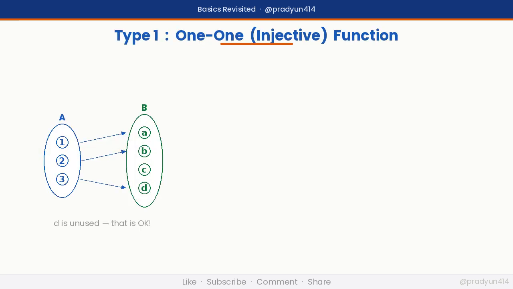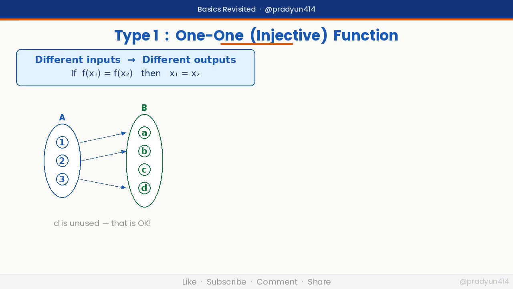Type 1 is the one-to-one, or injective, function. Different inputs always give different outputs. Mathematically, if f(x1) equals f(x2), then x1 must equal x2. In the diagram, elements 1, 2, and 3 each map to unique targets a, b, and d. Notice that d in set B is left unused. That is perfectly fine in an injective function.